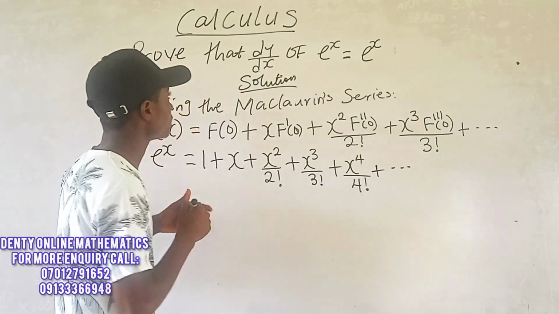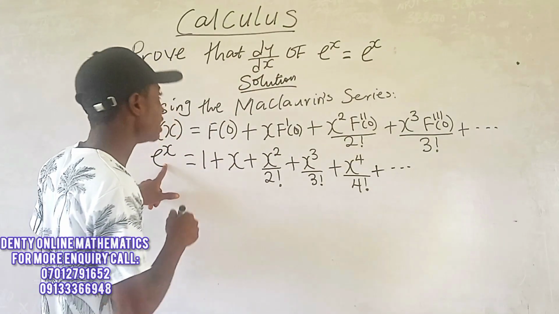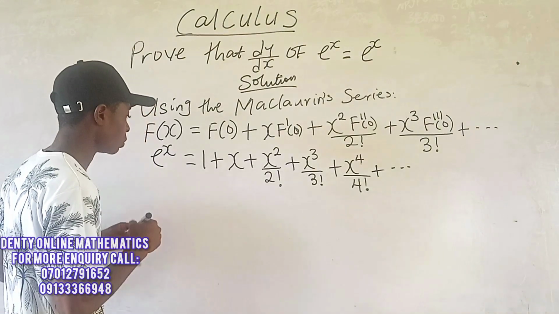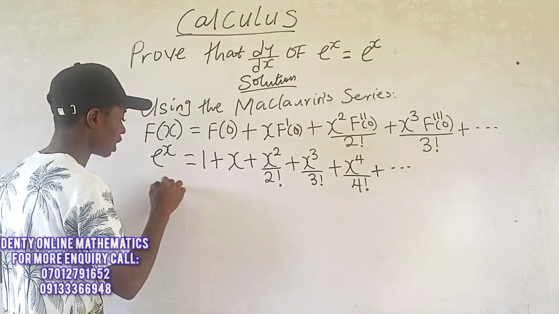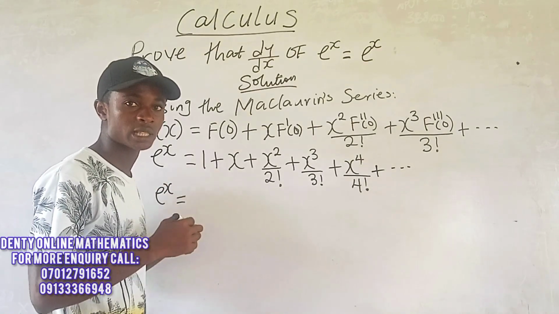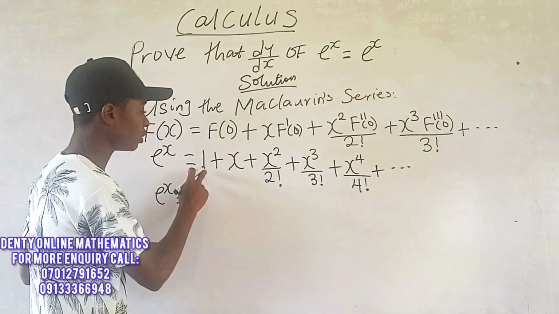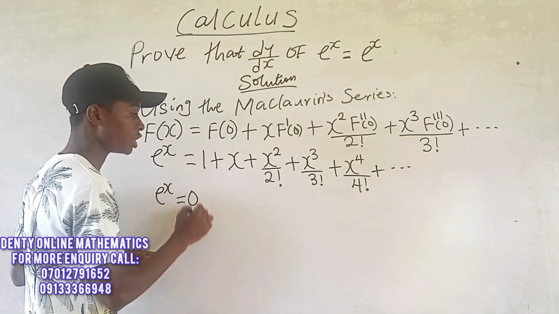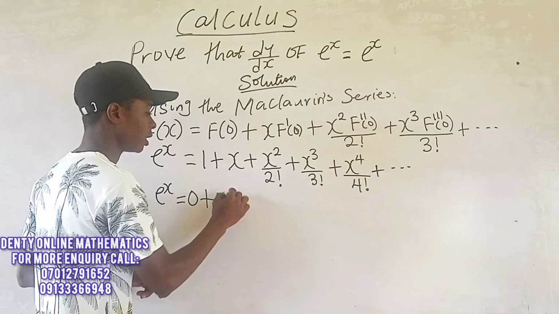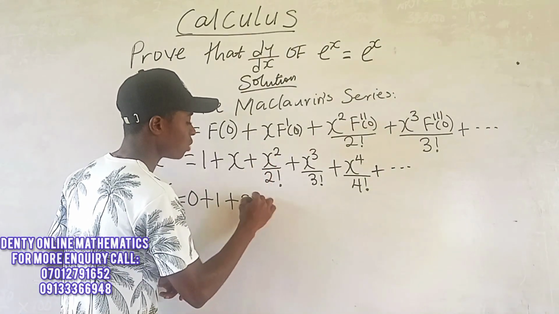Now, remember, we are asked to prove that dy dx of this is still equal to this same function. So if we differentiate, this is what we are going to do. Let's think that the derivative of exponential x is equal to, now if you differentiate 1, that is a constant. Remember that the derivative of a constant is equal to 0. So if you differentiate 1, you are going to have 0 plus. Now if you differentiate x, you are going to have 1 plus. Now if you differentiate x squared, you are going to have 2x.